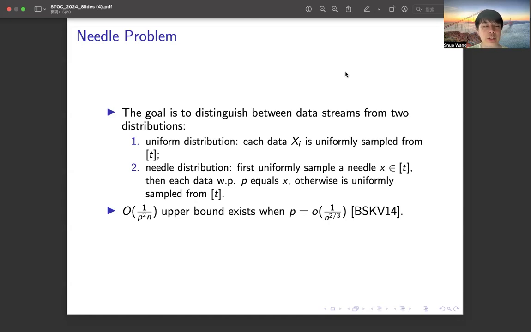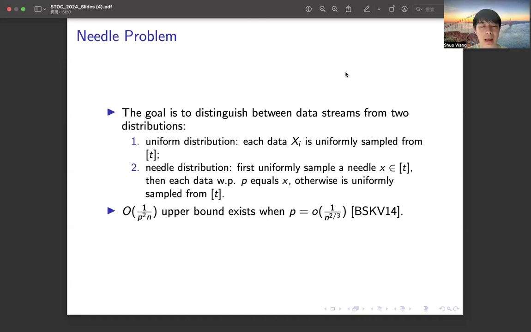The intuition behind the difference of those two distributions is that when the domain is large, the uniform distribution has fewer collisions. However, in the needle distribution, since we first sample a needle and then each data item with probability p equals the needle, we have a lot of needle elements appearing in the data stream.